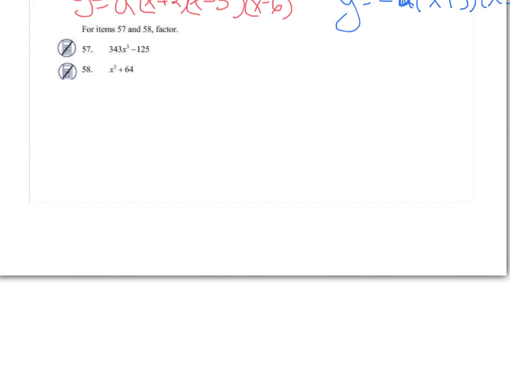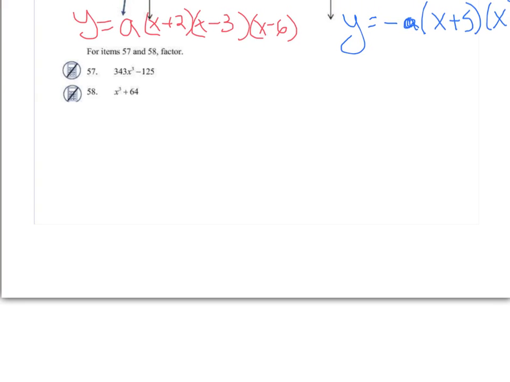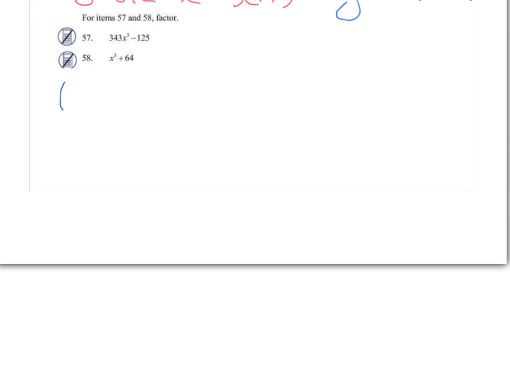So 57 and 58 for the factoring. These are sums and differences of cubes. So that is a factoring pattern you are supposed to memorize. Here's the pattern. Same, opposite, always positive for 57. 58, because it starts as plus, would be same, opposite, always positive.